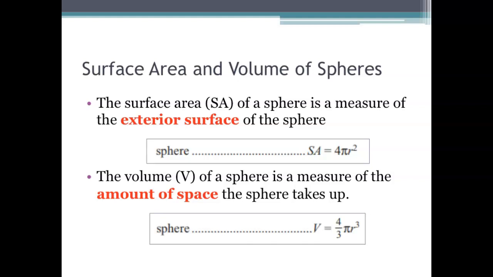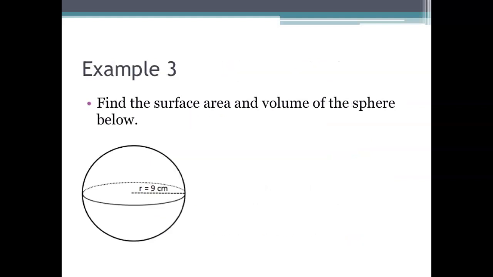Okay, let's take a look at our last example here. Find the surface area and volume of the sphere below. We have the radius given to us. That's 9 centimeters. Notice how that is the distance from the center of the sphere to a point on the sphere.